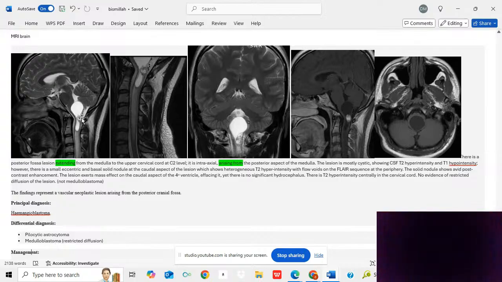The lesion is mostly cystic, showing the CSF signal intensity, low signal on T1 and a high signal on T2, with a solid component or a solid nodule, eccentric and basal, which shows heterogeneous high signal on T2, with flow voids at the peripheral aspect of the lesion.